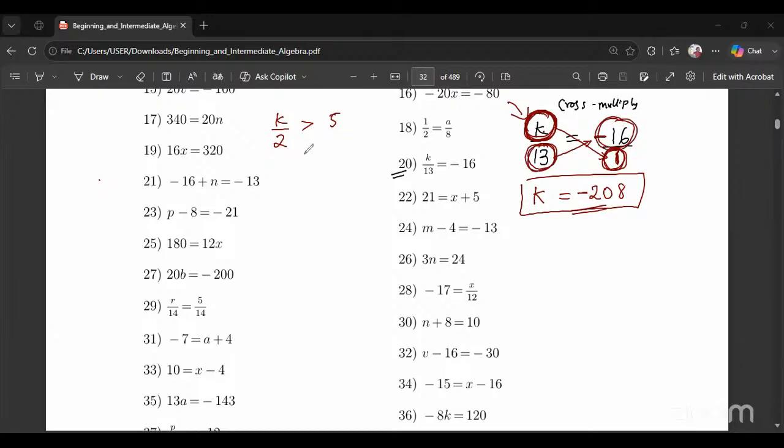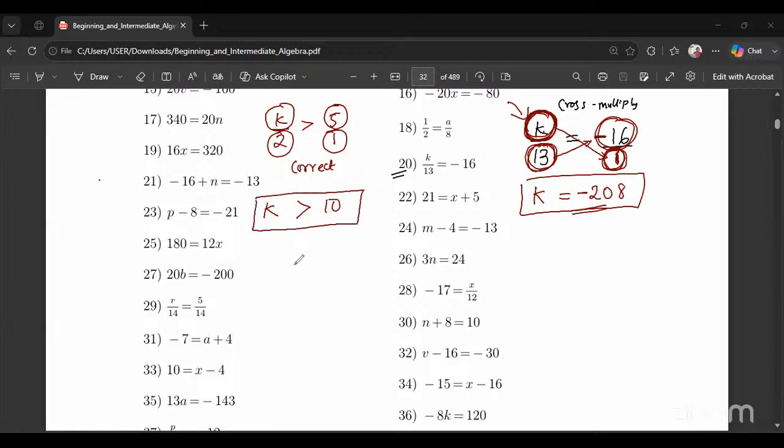So I will show you why. Let me show you the correct way of cross multiplying. So this is over 1, right? So let's cross multiply. This times this, right? So k times 1 will give us k. Then we have greater than. Then 2 times 5 will give us 10. So the answer is k is greater than 10.